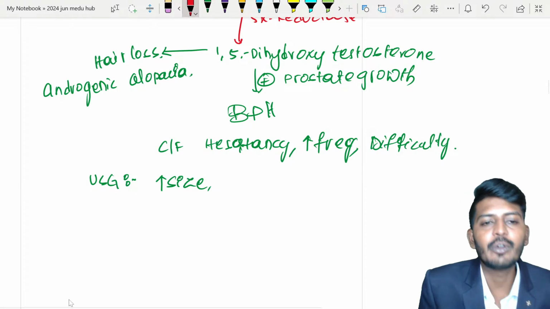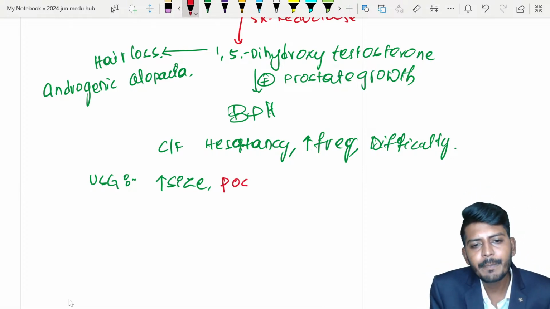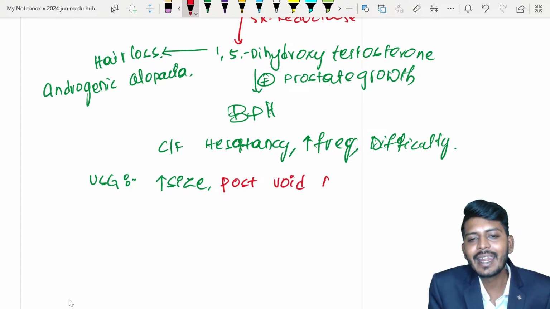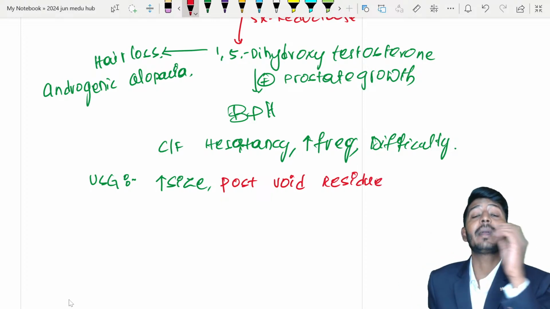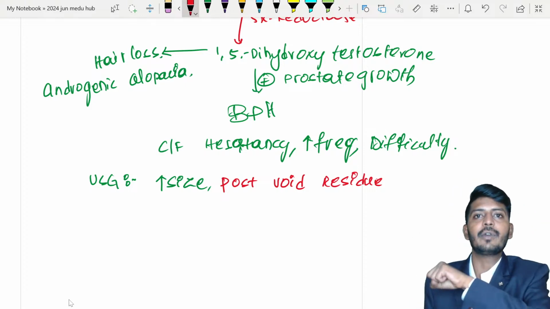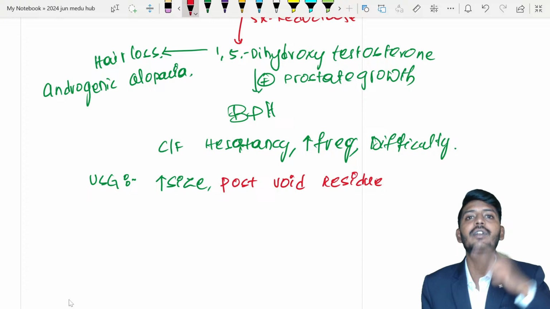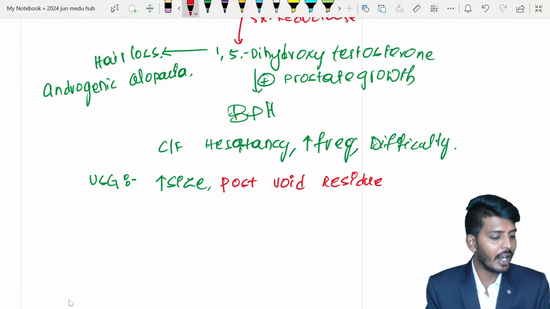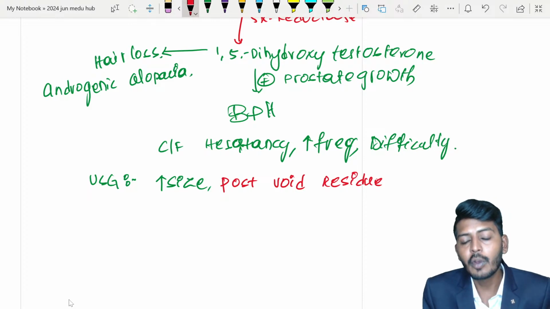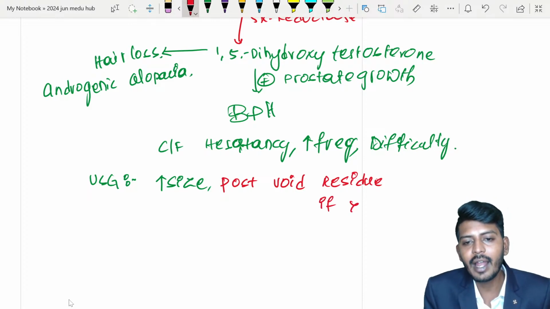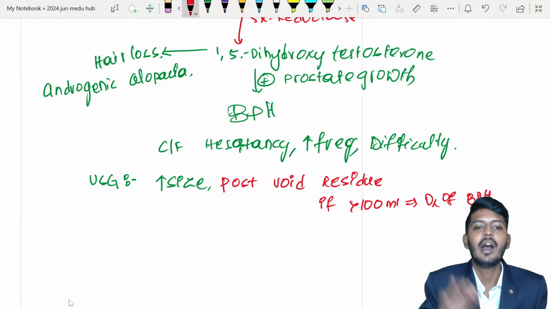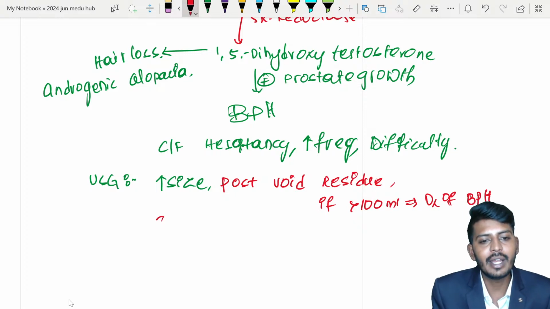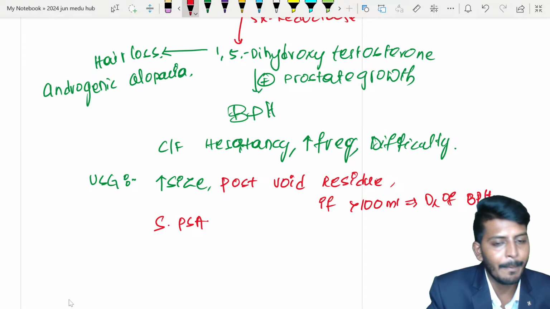And one important point you should never forget is post void residue. Post void residue means after urination, मतलब यूरिनेशन के बाद ब्लैडर के अंदर कितना अमाउंट ऑफ यूरिन रहेगा. So how much urine will remain after urination, that is called post void residue. If post void residue is more than 100 ml, then it is suggestive of a diagnosis of BPH, benign prostatic hyperplasia.